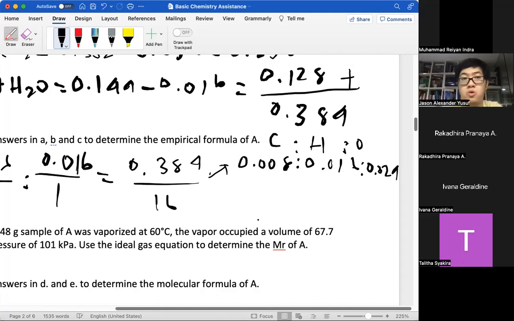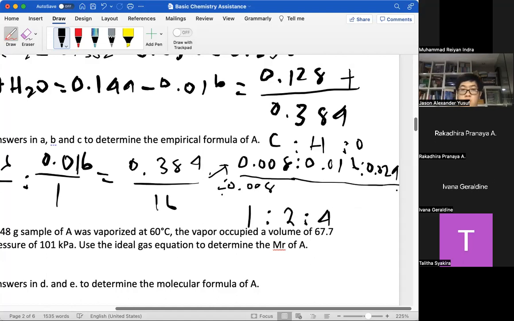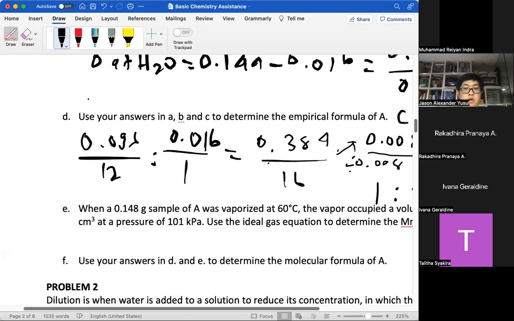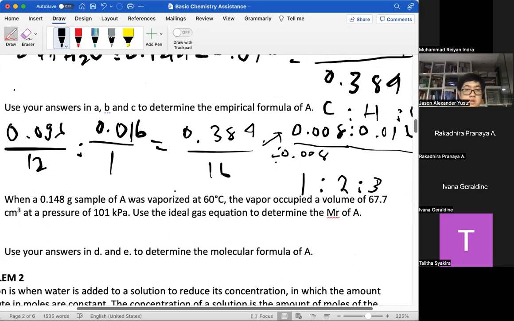Okay, so for the next step, we're going to divide this entire thing by the smallest value. And if you take a look here, the smallest value is 0.008. So we divide this thing by 0.008. So you will get 1, 2, and 3. Sorry, 3, not 4. And so your empirical formula would be CH2O3.